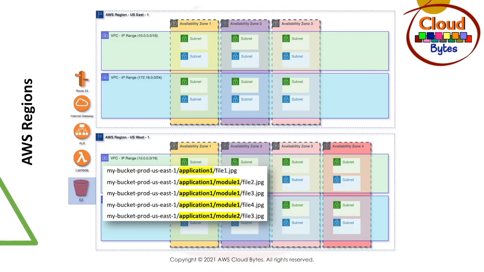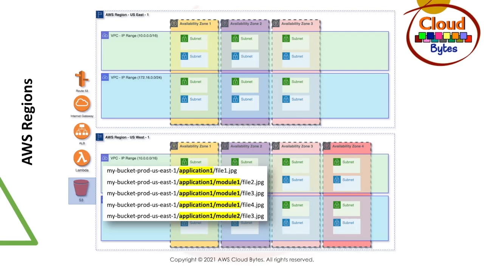The yellow highlighted part of that particular path is called a prefix. The first line says application 1. This one, application 1, is a prefix. Application 1, module 1 is another prefix. These prefixes, after the bucket and before the real file, can help you scale your read and write requests. Each prefix can achieve, it's a performance thing.